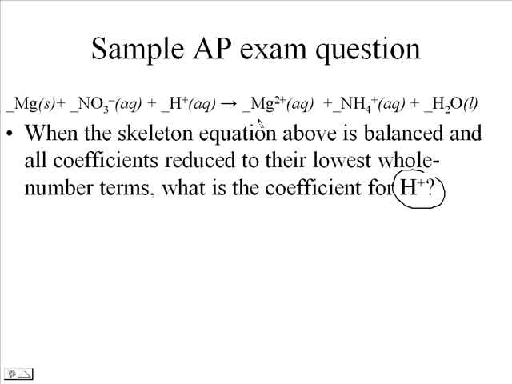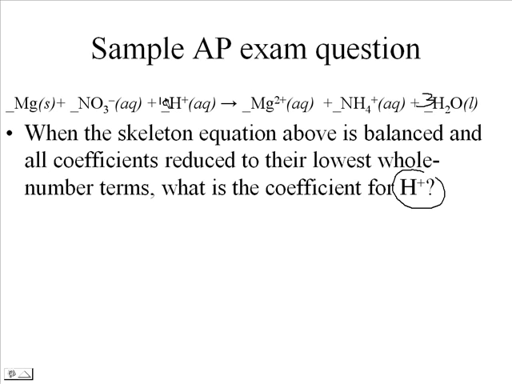Now, what you might find is you might be able to balance this just by normal ways. 1 magnesium, 1 magnesium. 1 nitrate, 1 nitrogen, 1 nitrogen. 3 oxygens, 1 oxygen. So you need a 3 here. And then when you do that, then you can go, okay, 4 hydrogens, 6 hydrogens, 10 hydrogens.